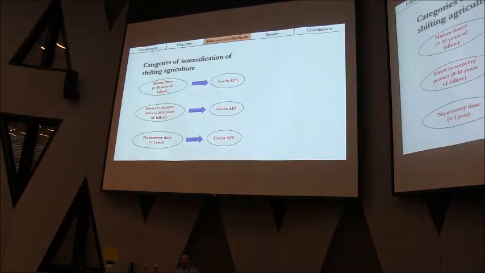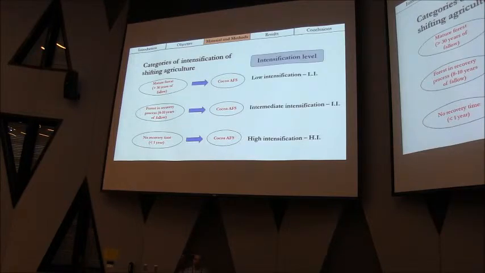And I was able to identify different categories of intensification of the shifting agriculture. So basically, those cocoa agroforestry systems that came from more than 30 years of fallow, directly from mature forest communities, those cocoa agroforestry systems that came from fallow periods of around 8 to 10 years, and also those cocoa agroforestry systems that came from other land uses with no recovery time. So those are three intensification levels: low, intermediate, and high.